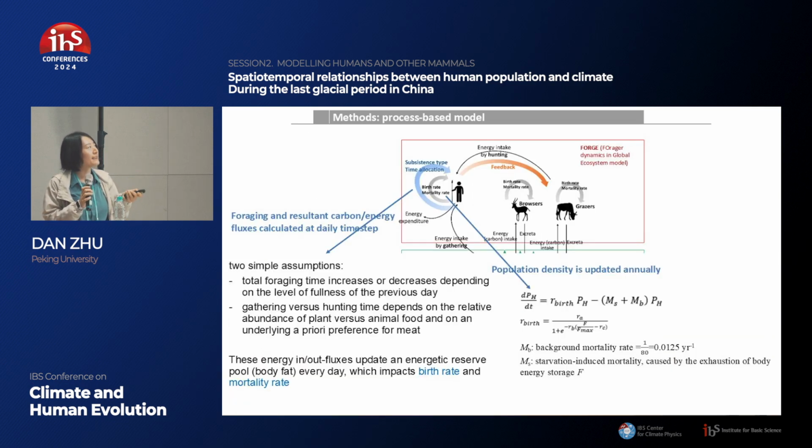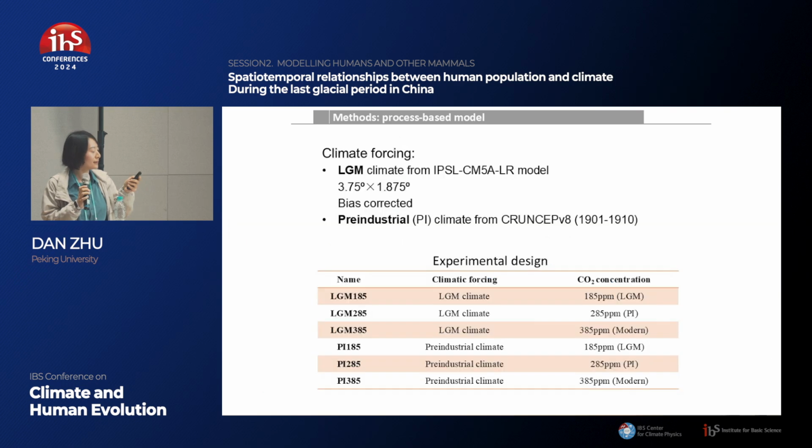Here are some basic assumptions of the human model. I will just skip this. And now we set up the model for the LGM conditions. Here we use the LGM climate outputs from the IPSL model as the forcing input of our model. Because the benefit of process-based models is to separate the effect of individual drivers, we designed several experiments using either LGM climate or the pre-industrial climate, and we tested 3 different CO2 levels because they have strong impact on the vegetation and subsequently animals and humans.